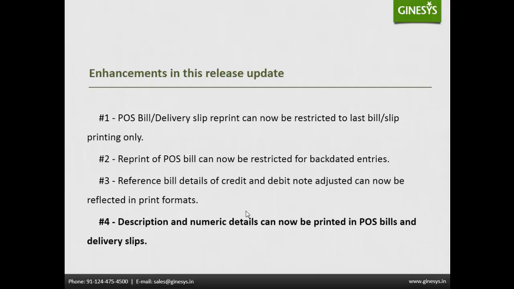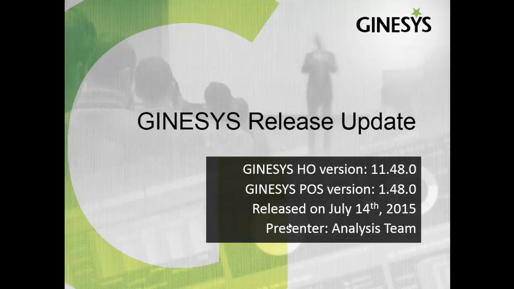Last enhancement released in this update is description and numeric details can now be printed in POS bills and delivery slips. Additional item details, that is all item description and numeric details, can now be printed in POS bill reports. These were the enhancements released in this update.